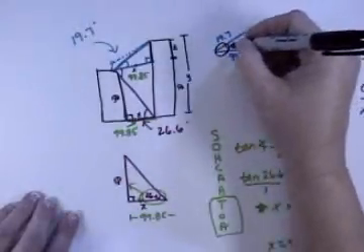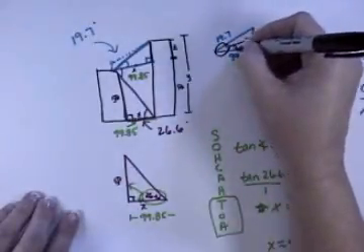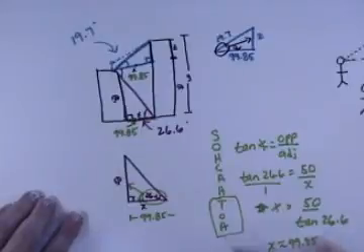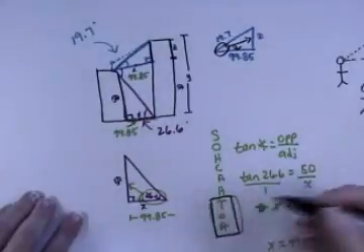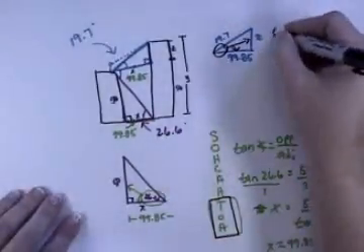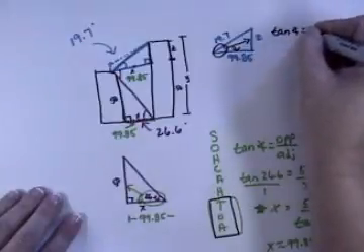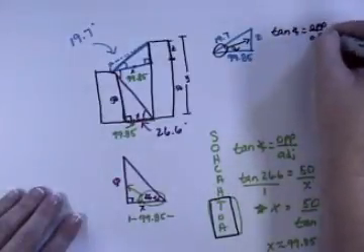Here's our angle. What do we know? We know something opposite, something adjacent. What uses opposite and adjacent? Tangent. Okay, so this is a tangent problem again. Tangent what? The tangent of an angle equals the opposite side over the adjacent side.